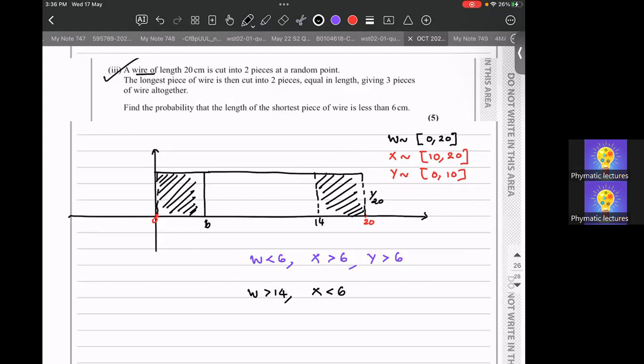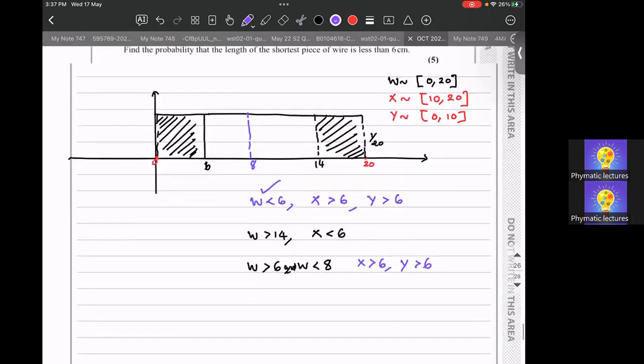Then the next case, if W is greater than 6 and W is less than 8, what happens? If W is a value which is greater than 6 and less than 8, W is greater than 6, and X is a value which is greater than 6 and Y is also greater than 6. You think about that situation.